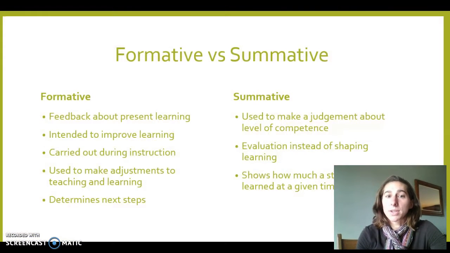First, it's important to know the difference between formative and summative assessment. Formative happens right then and there while children are learning, and it's intended to improve learning, and it's carried out during instruction. Summative is more evaluative and happens after something is taught to see where they're at a certain point.